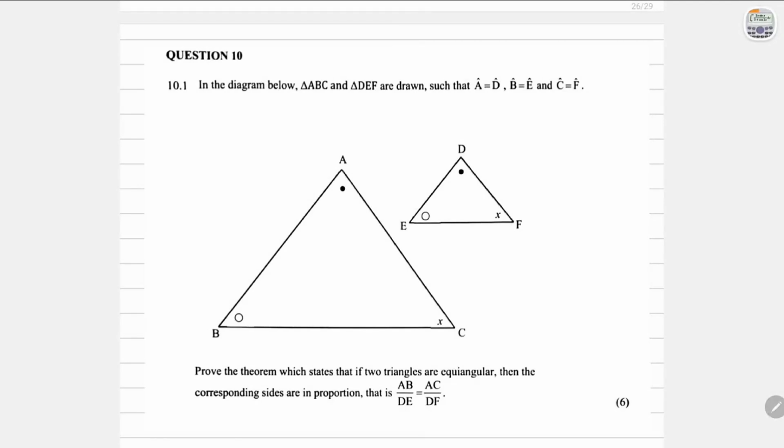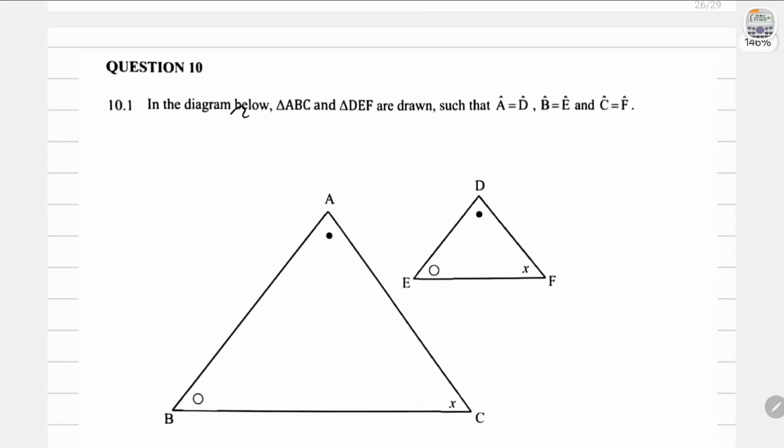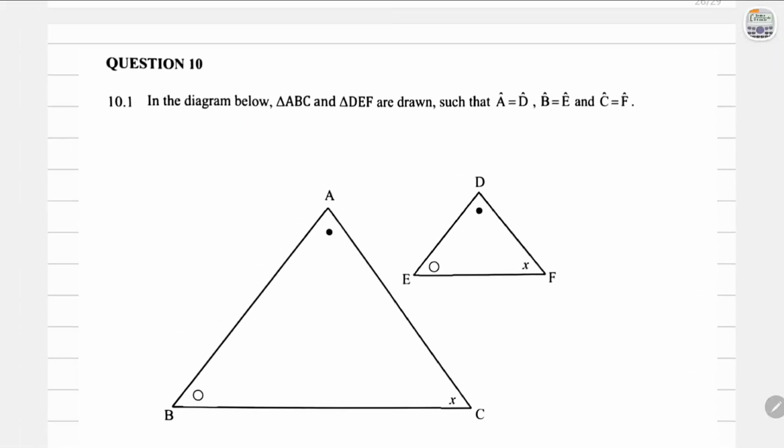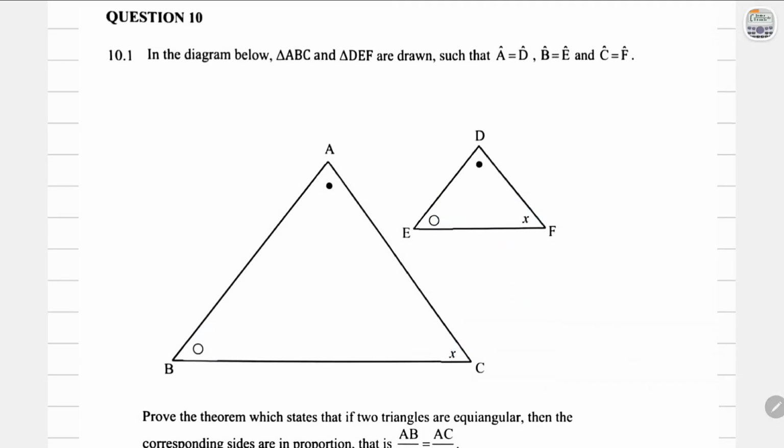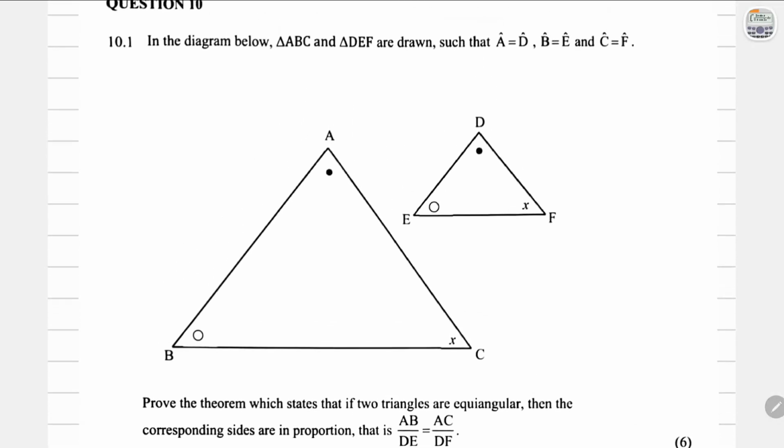We're on question 10, and 10.1 says, in the diagram below, we have triangle ABC and triangle DEF are drawn such that we have angle A being equal to angle D. Okay, so these two are equal already, and angle B is equal to angle E, and angle C is equal to angle F. Okay, so these are things we don't have to prove. It's things that have already been given.